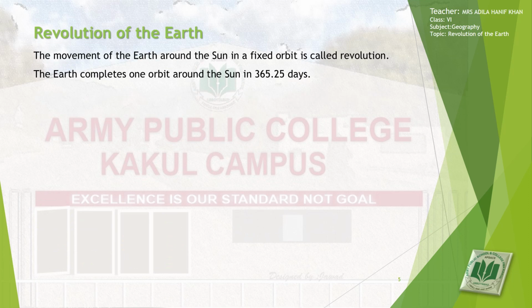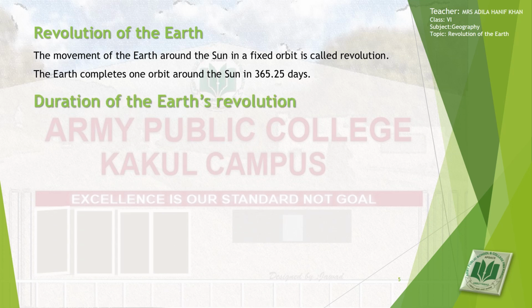Revolution of the Earth. What is revolution? The movement of the Earth around the sun in a fixed orbit is called revolution. The Earth completes one orbit around the sun in 365.25 days.